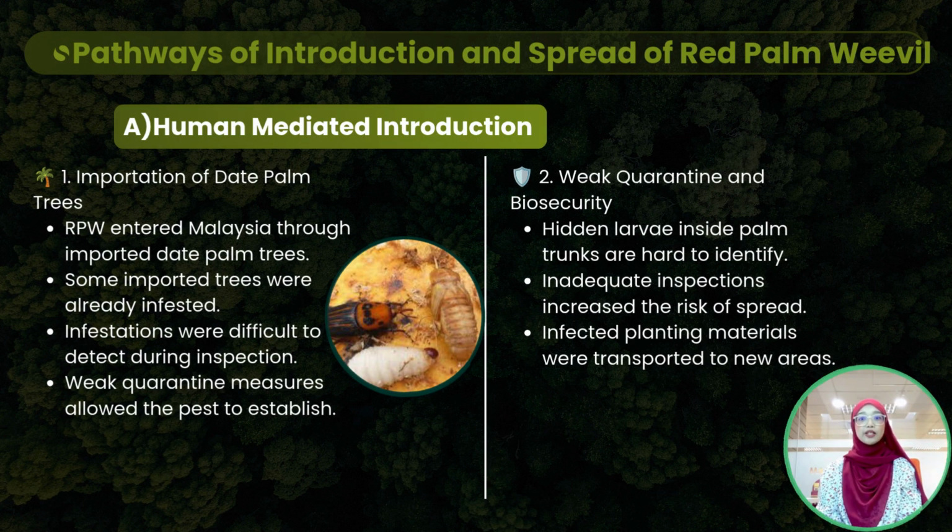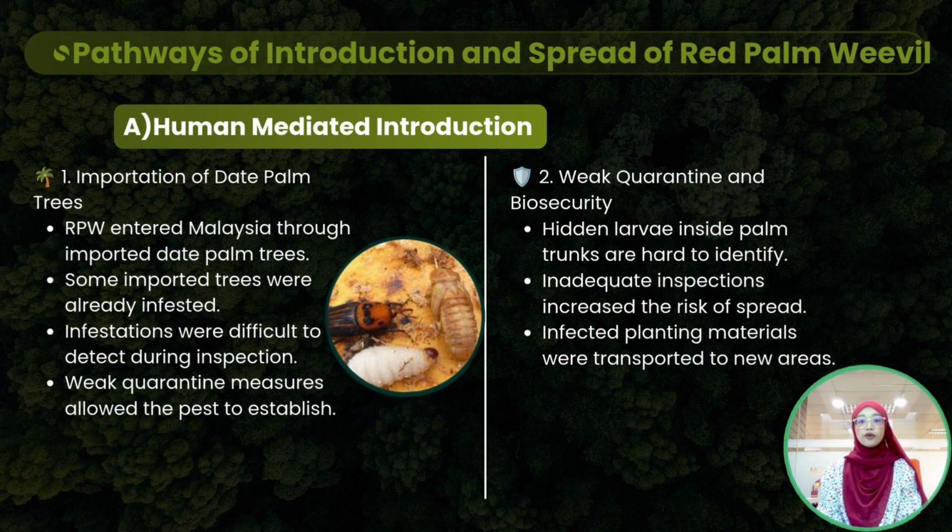Today, I will explain the pathway of introduction and spread of the red palm weevil in Malaysia. There are two main pathways, namely human-mediated introduction and natural spread. Firstly, under human-mediated introduction, the red palm weevil is believed to have entered Malaysia through the importation of palm trees for plantation and landscaping purposes. Some of these imported trees were already infested, but the infestation was not detected during the import process.